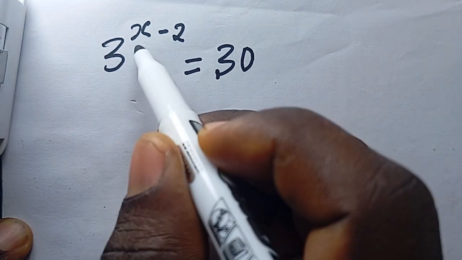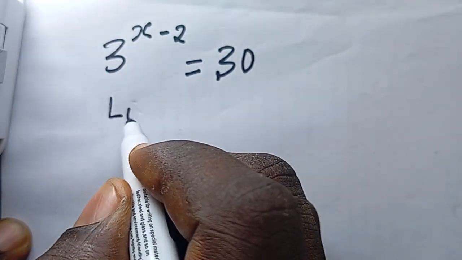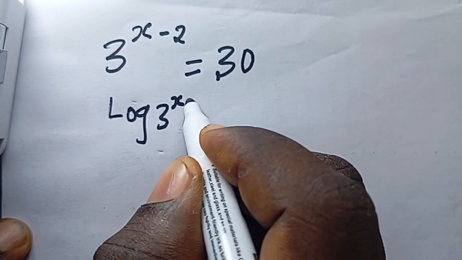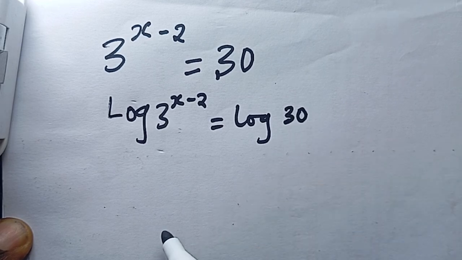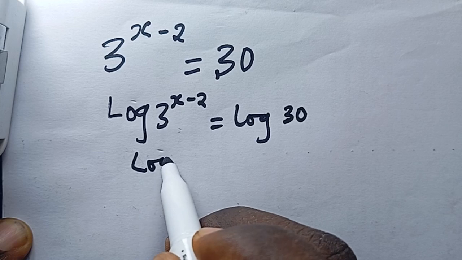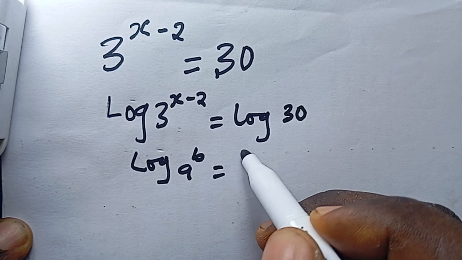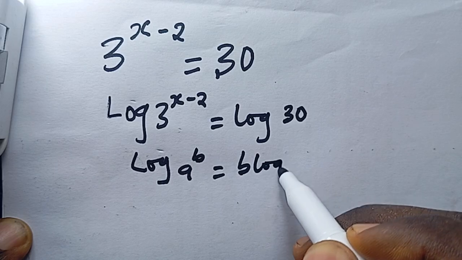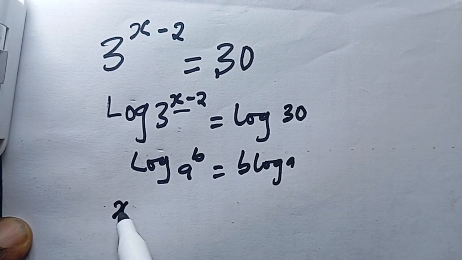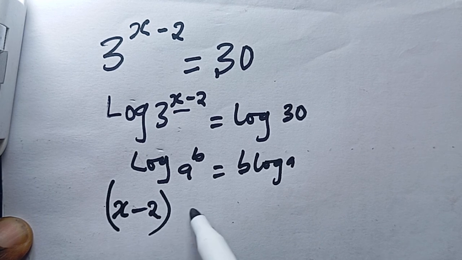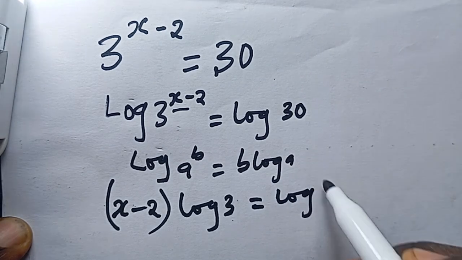Okay, so moving on, I'm just going to take the log of both sides. So if I do that, we have log 3 power x minus 2 is equal to log 30. Now using the property of logarithm, if we have log a power b, you can write this as b multiplied by log a. I'm going to bring this power down. So I'm going to have x minus 2 multiplied by log 3, and this will still be equal to log 30.